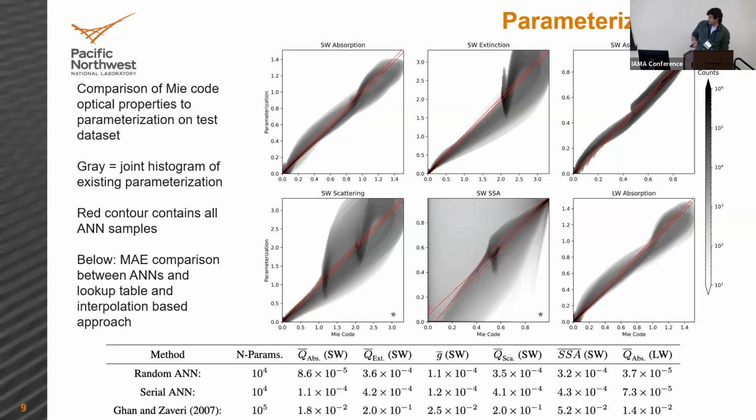And I've also got a table down at the bottom that is showing the averaged error over this test set, where there's a row for the randomly constructed neural networks, the serially connected ones that are just conventional neural networks, and down at the bottom is the existing parameterization. The parameters column is just showing the number of parameters used by the parameterization. So the neural networks are about an order of magnitude smaller than that lookup table, and they provide a couple of orders of magnitude increase in accuracy.